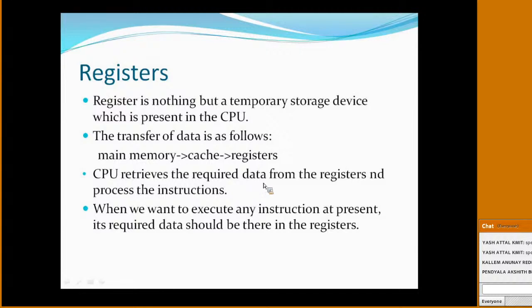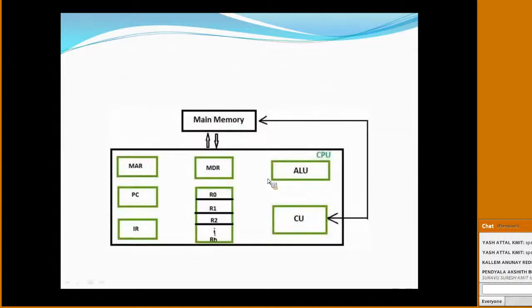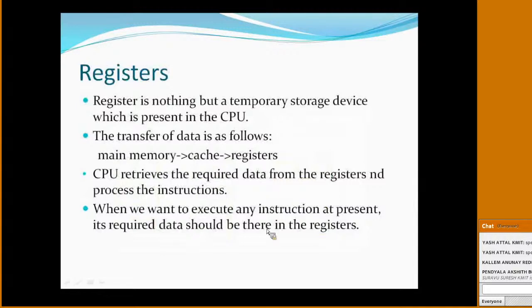Data values of A and B from the registers, and it will process the instruction, right? So whenever you want to execute any instruction, the CPU requires the data, and that data will be retrieved from your register, right? Whatever the instruction you are executing at present, that data will be there in your register.